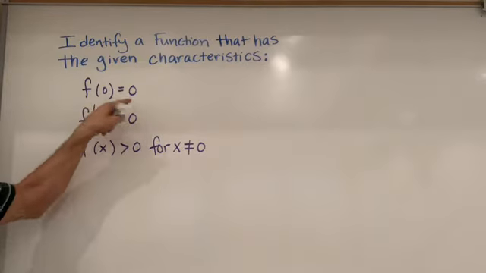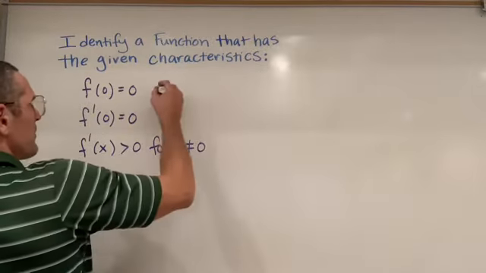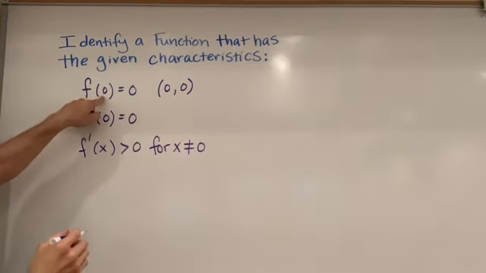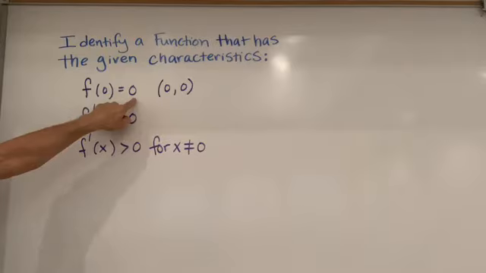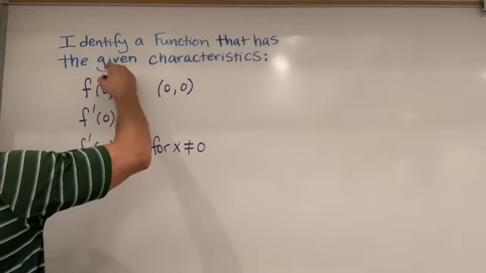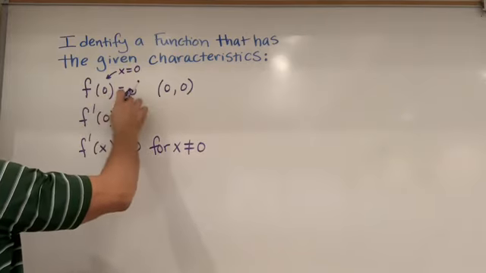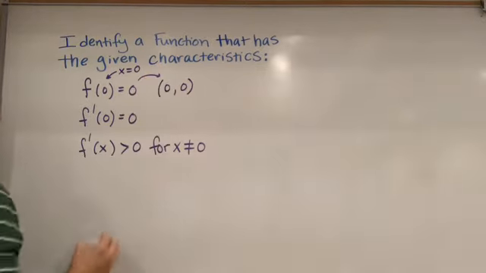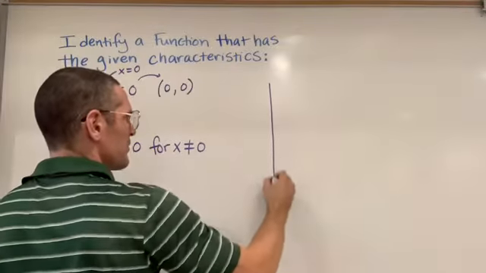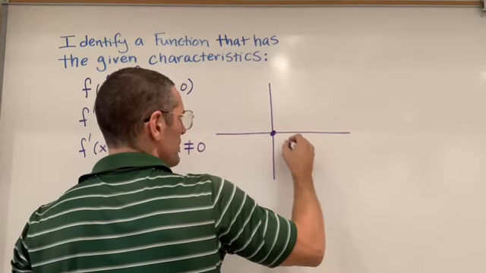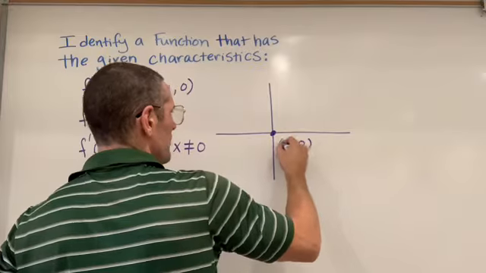F of 0 equals 0. This tells me that we've got a point 0, 0. This says when x is equal to 0, y is equal to 0. The function value is 0. So when we're putting in x equals 0, the function value is 0. This tells us we've got a point 0, 0. So if I'm graphing this, I know my point here is 0, 0.